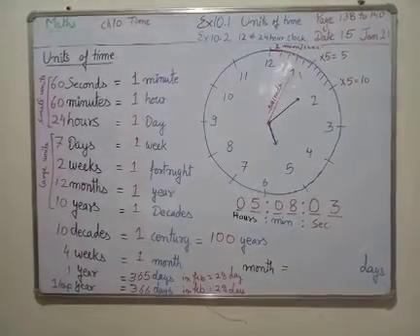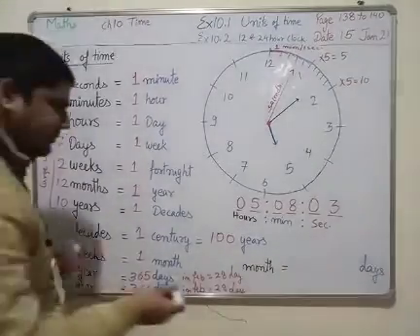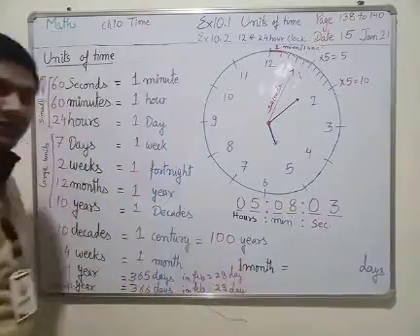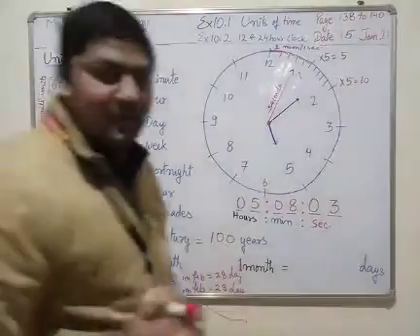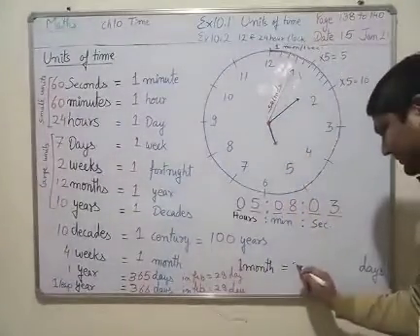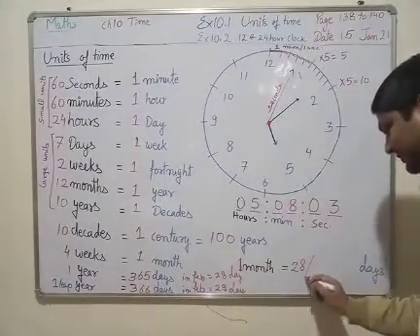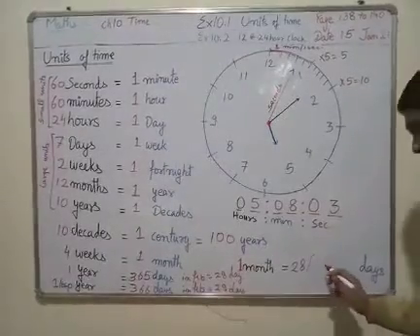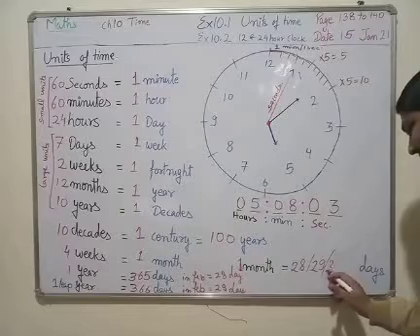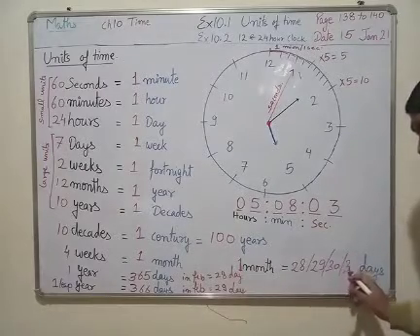Now tell me, how many days in 1 month? How many days in 1 month? Now you will be confused. Some are saying 28. Very good. Some are saying 29. Very good. Some are saying 30. And some are saying 31 days.